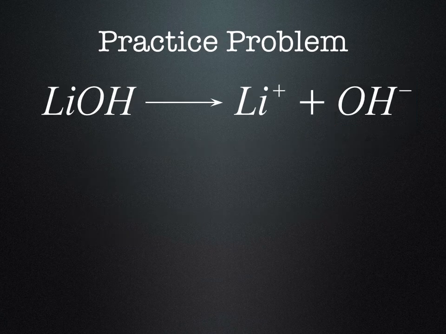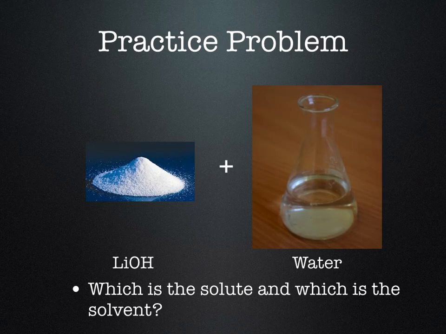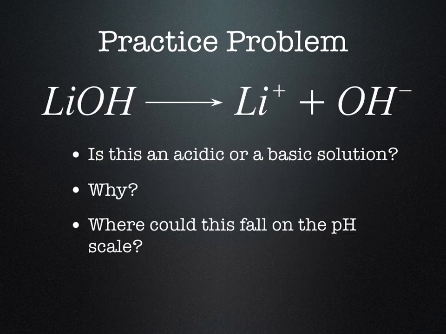I think this one should be pretty self-explanatory. Again, this is going to be a base. The solute is going to be the white powder, and the solvent is going to be the water. And since it has OH minus, or hydroxide, we know that we're dealing with a basic solution. The pH has to be above 7 to 14.